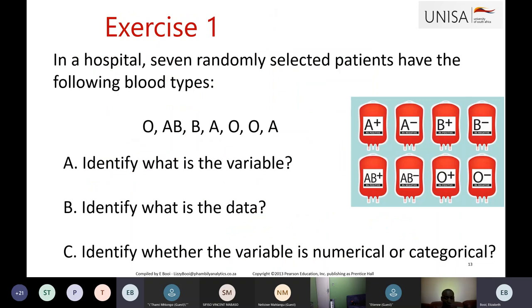Your exercise. From this earlier statement that we used, identify what is a variable, identify what is the data, identify whether the variable is numeric or categorical, which means, is it quantitative or is it qualitative? You have 1 minute to think about the answer, and then I'm going to call out. Anyone can answer the question.